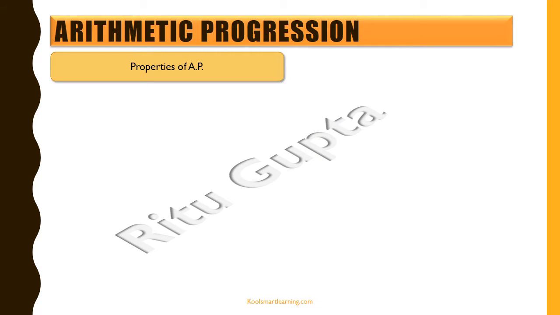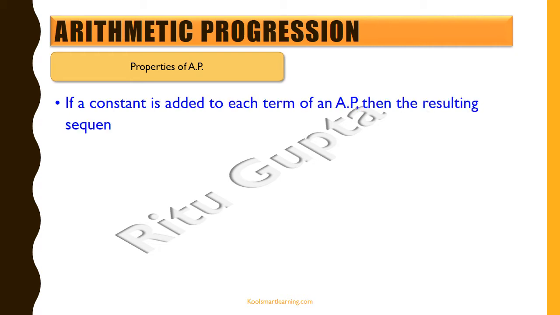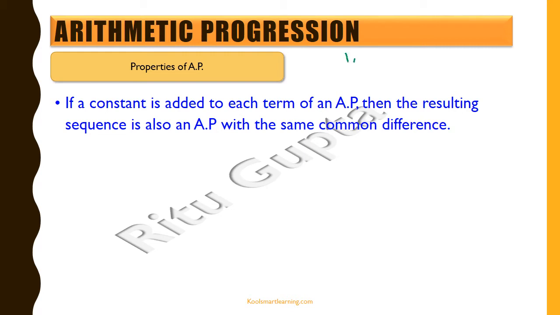Now let's talk about properties of an AP. If a constant is added to each term of an AP, then the resulting sequence is also an AP with the same common difference. Now let's see. If we have the AP 1, 3, 5, 7 and so on, and if I add a constant to each of these, say the constant is 4, this becomes 5, this becomes 7, this becomes 9, this becomes 11, and this is also an AP with the common difference remaining 2.